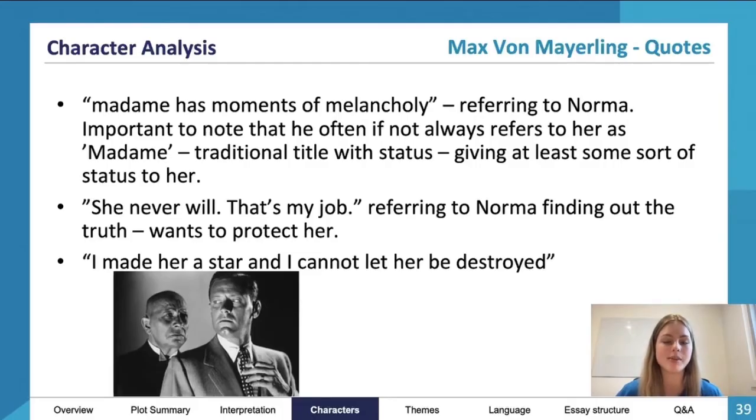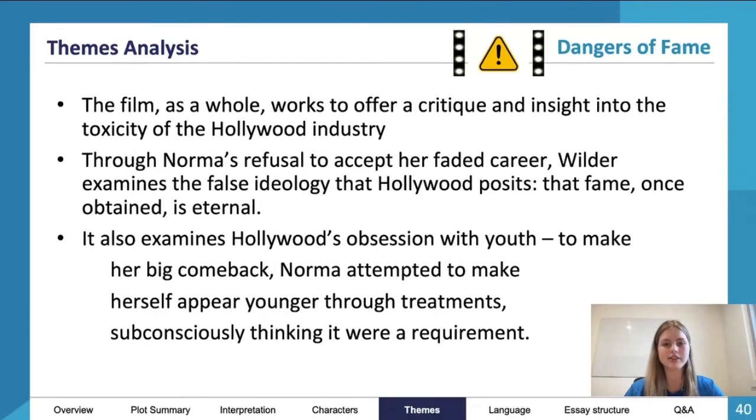The only time that he refers to her as Norma is in that last scene when she's coming down for that close-up and he says Norma instead of Madame. So I guess that's a traditional kind of insight into the status. "She never will, that's my job." That's referring to him protecting her from the truth. And "I made her a star, I cannot let her be destroyed." There you go, there's some guilt there as well.